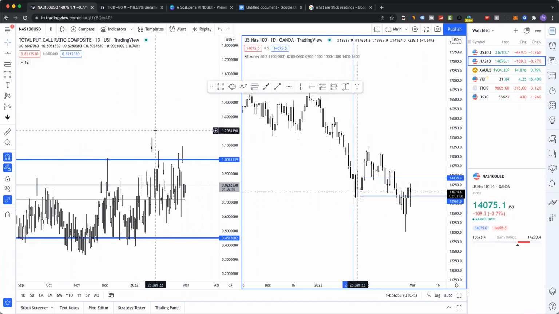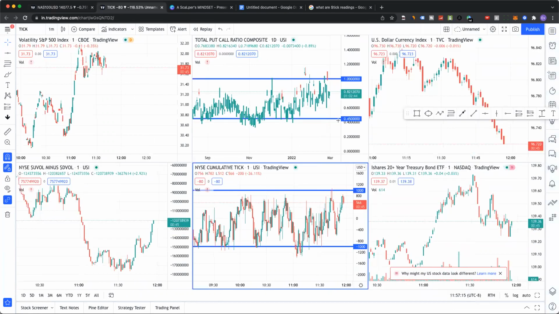If we look at above the 1 right here, you can see where my cursor is over here. It shows a buying opportunity. Anything below is a selling opportunity, right? So if we look over here, you can see we're below the 0.45. You can see the sells come in from here. Okay. So very simple. It's just going to give you a better bias on what to do, right?